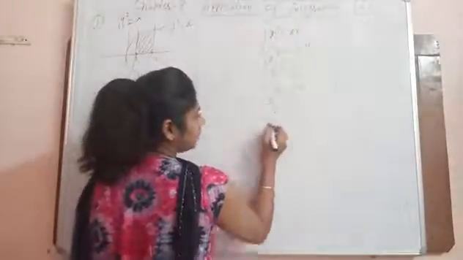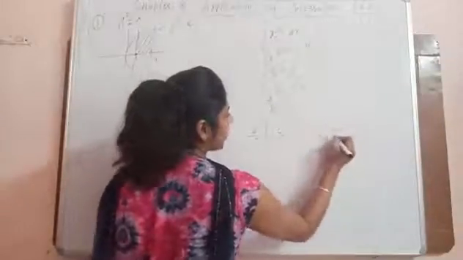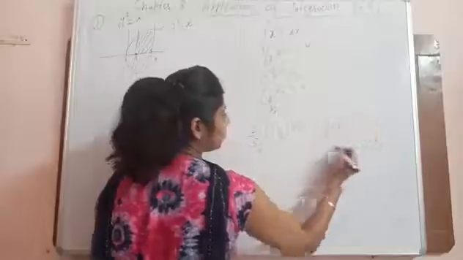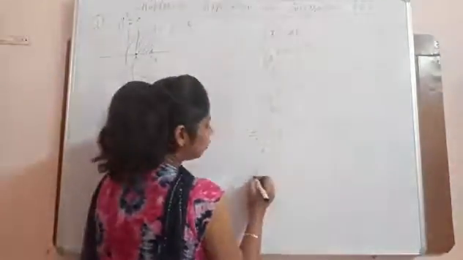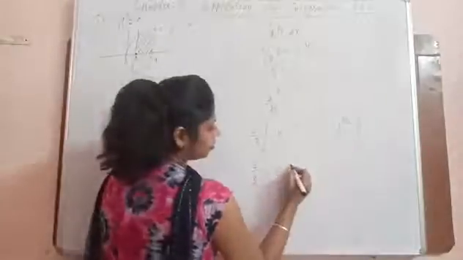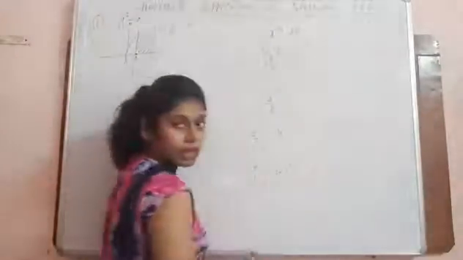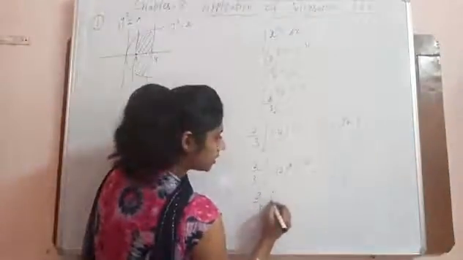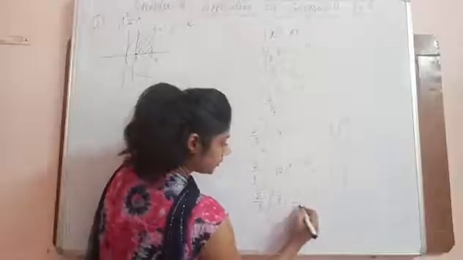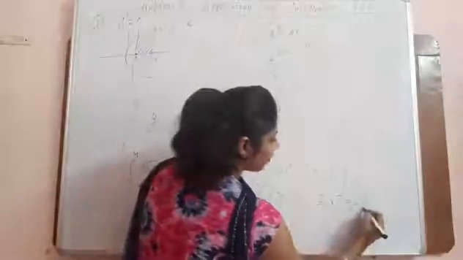2 by 3. 4 to the power 3 by 2 minus 1 raised to power 3 by 2. 2 power 3 by 2. 4 can be written as 2 power 2 and whole power 3 by 2. 1 and any power to 1 is 1. So 2 power 3 is 8. 2 by 3 into 7. So answer is 14 upon 3.